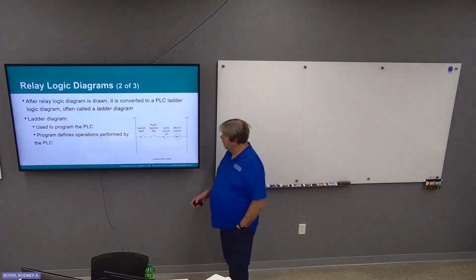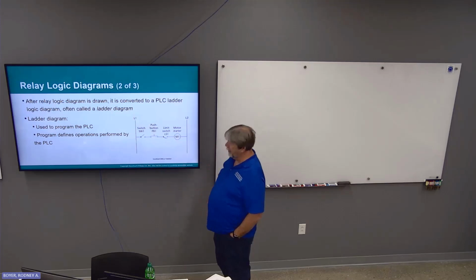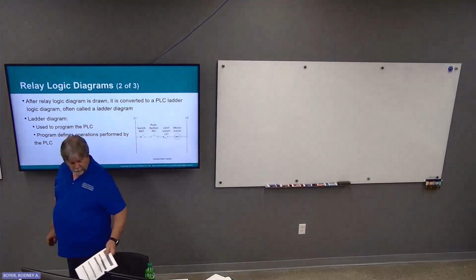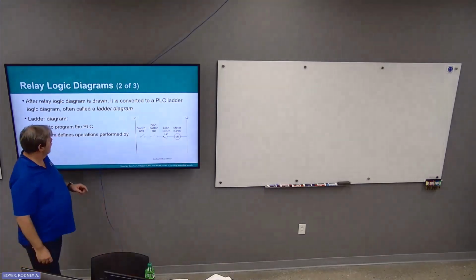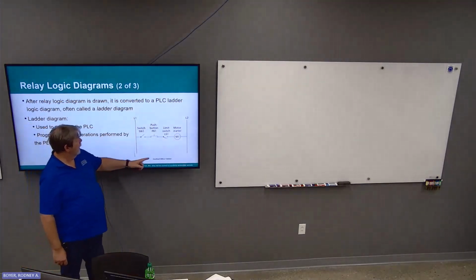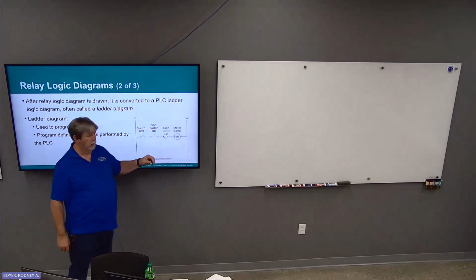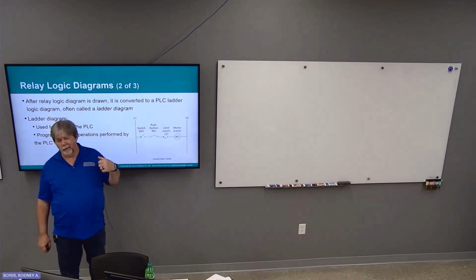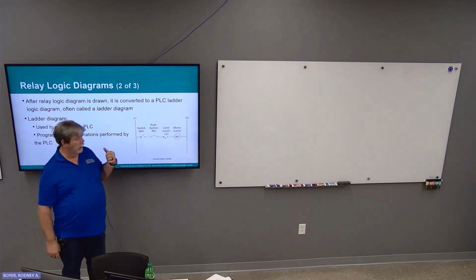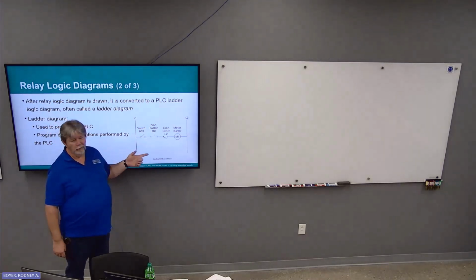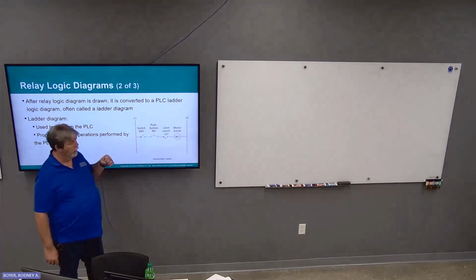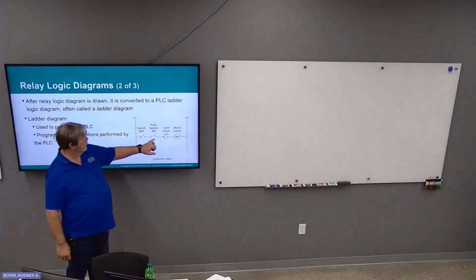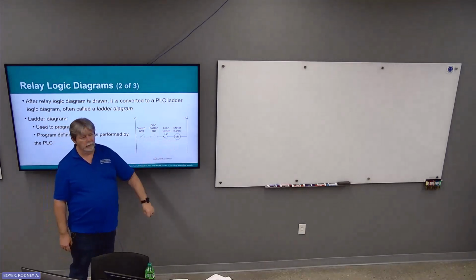This particular graphic, the way you read it, you have your power rails, okay, labeled L1, L2 because this is from SLC 500 days. More than likely nowadays it's going to be 24 volts and 0 volts. Okay. But you have a switch, push button, limit switch, and motor starter.